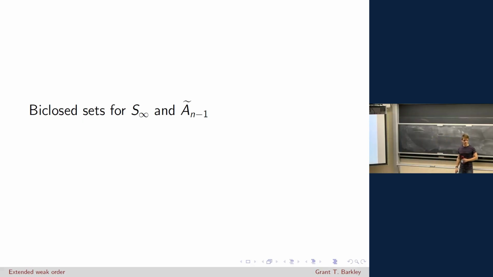Okay, any other questions? Okay, so now we can basically start from scratch because I'm just going to tell you how you can use combinatorics to list the biclosed sets in these two types. So this is S infinity, like the symmetric group of bijections of the integers with itself, and this is the affine symmetric group.